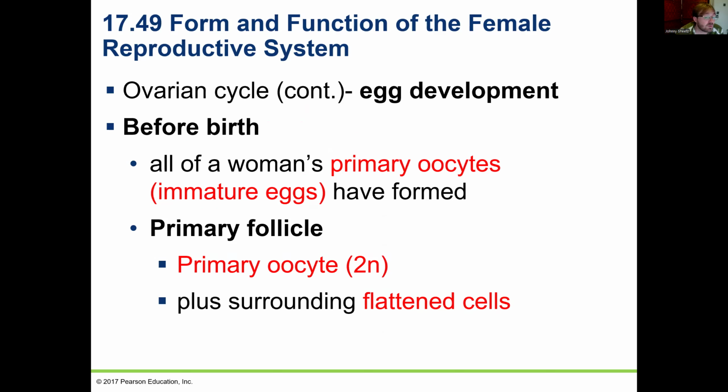Before a woman is born, all of her primary oocytes have formed. The immature eggs have formed. Now, the primary follicle, when it forms, is going to contain the primary oocyte, which is going to have 2N, and it's going to be surrounded by a network of flattened cells.